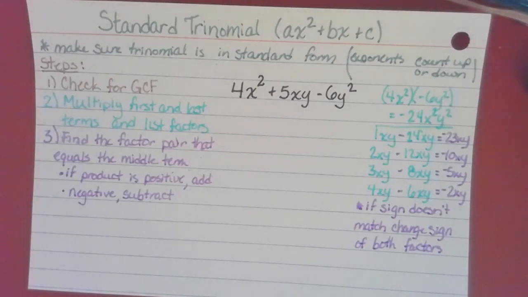Now, the middle term that I have in this problem is 5xy. So if the sign of the middle term doesn't match the sign of that factor, I'm just going to switch the orders or switch the signs of both terms. So instead of 3xy and a negative 8xy, I'm going to have an 8xy and a negative 3xy.